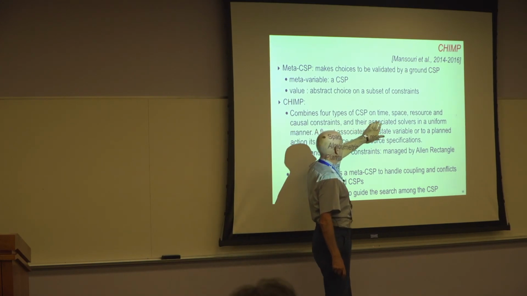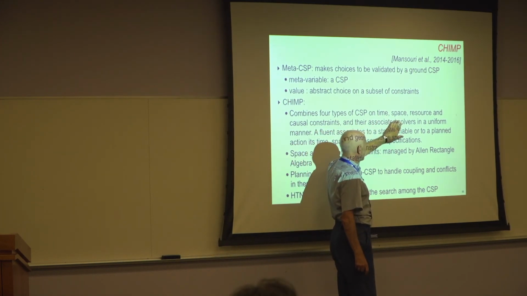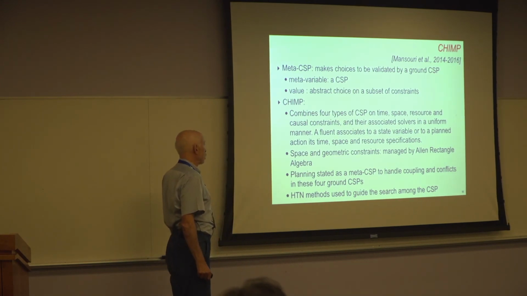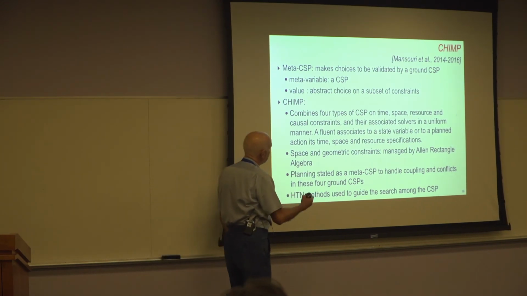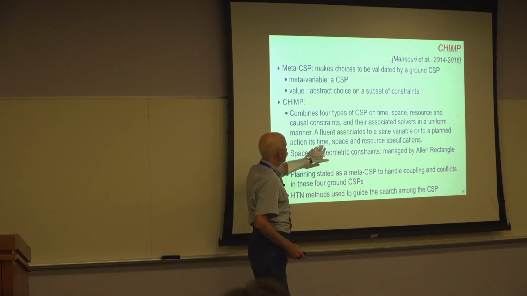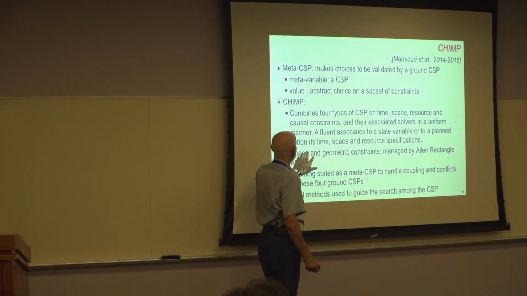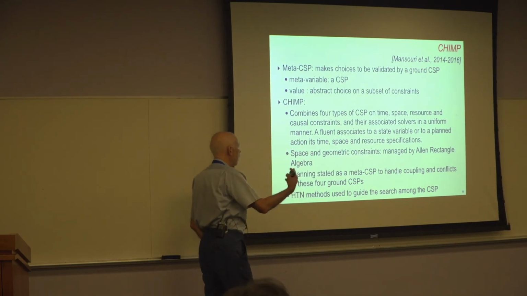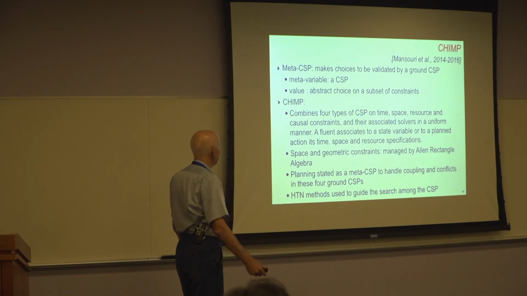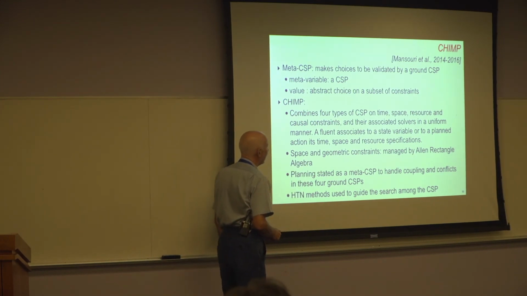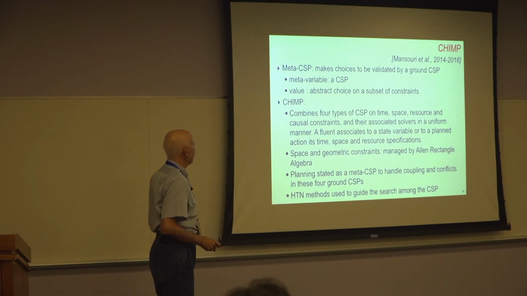1 for time, 1 for space, 1 for resources, and 1 for causal constraints. And you have specific solvers for each one of these CSPs. And the fluent associated to a state variable or to a planned action, its time, space, and resource specification. Each fluent has its mapping into this state variable. In this case, space and geometric constraints are managed by Allen rectangle algebra.